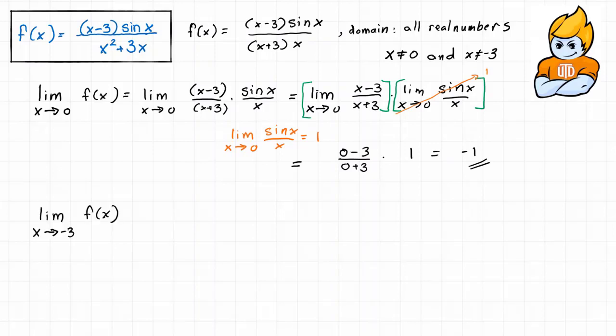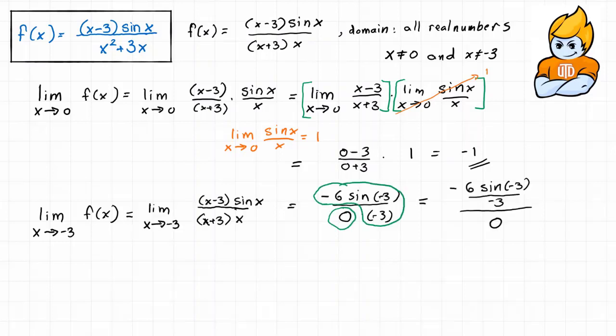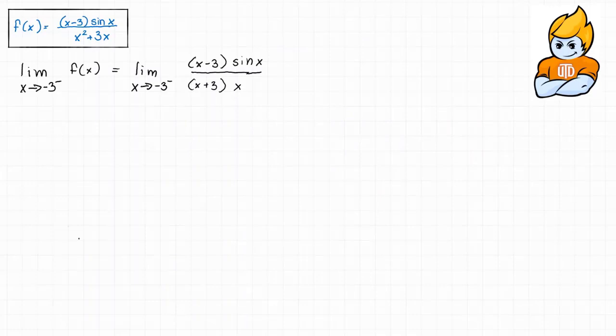Next, let's try to find the limit of our function as x approaches negative 3. Evaluating directly, we get some non-zero number divided by something that approaches 0. So we're going to get some plus or minus infinity and a vertical asymptote, so we better investigate the one-sided limits. Let x approach negative 3 from the left-hand side.